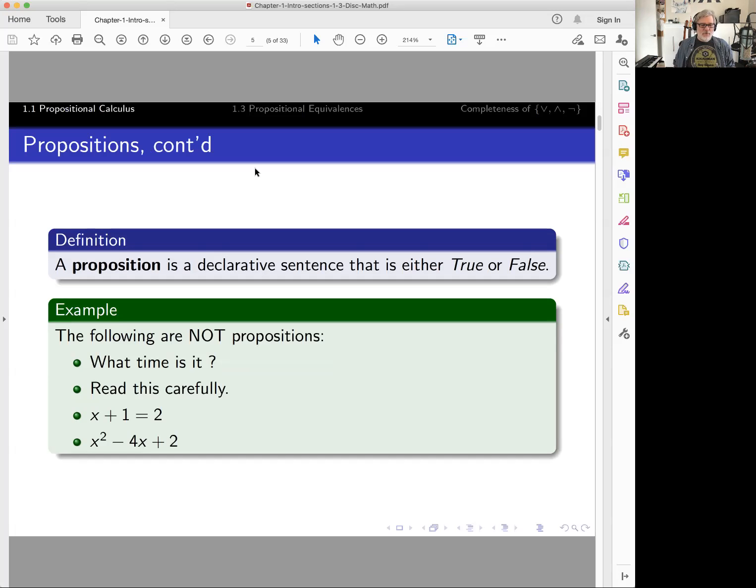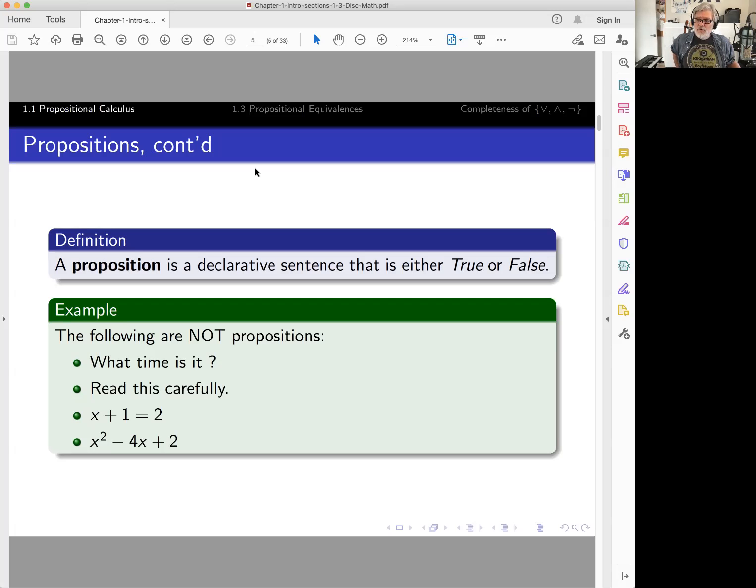Here are some examples of things that are not propositions, which might help even more than examples of propositions. What time is it? That's a question. It's neither true nor false, so it's not a declarative sentence. Read this carefully. This is an injunction, an order. It's not a proposition. The next two are much more interesting.